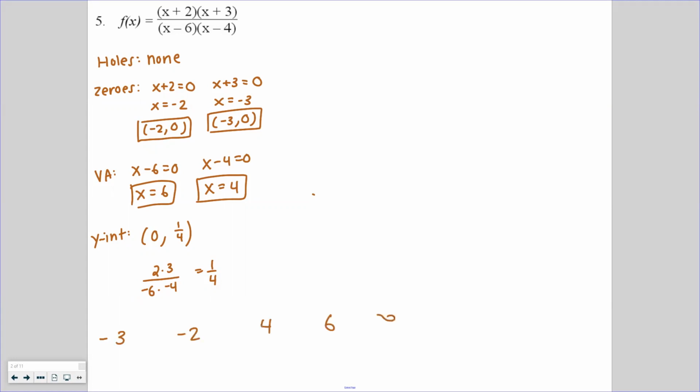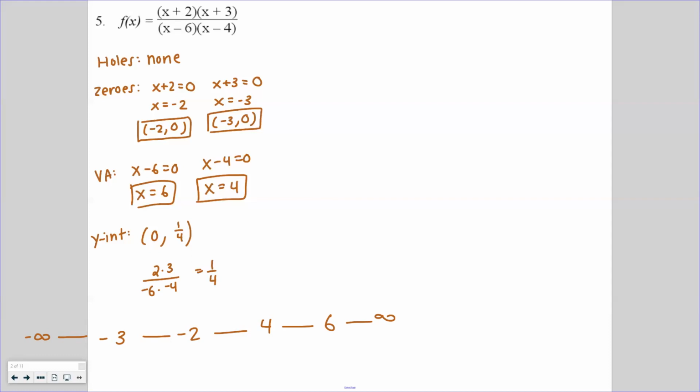And then I like to include positive and negative infinity just to give me a good idea of those last two intervals there. And then I'm just going to move left to right. So I'm going to start on the far left side of our sign chart. I'm going to plug in a really, really negative number, and I'm going to evaluate the sign of our function. Is it going to be positive or is it going to be negative?